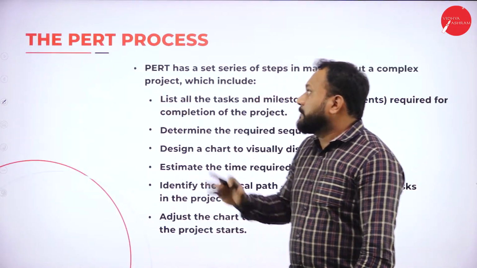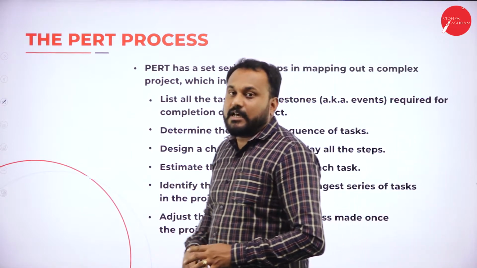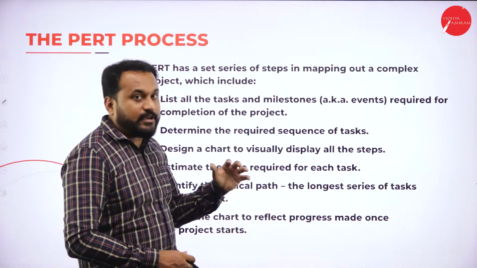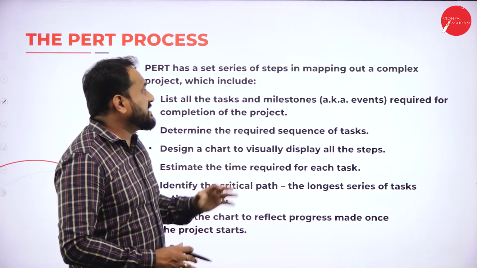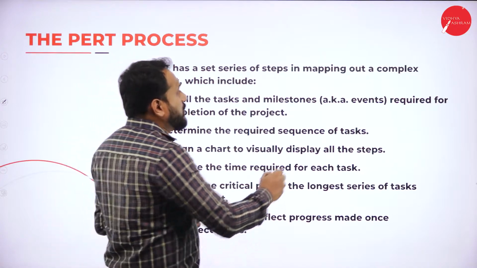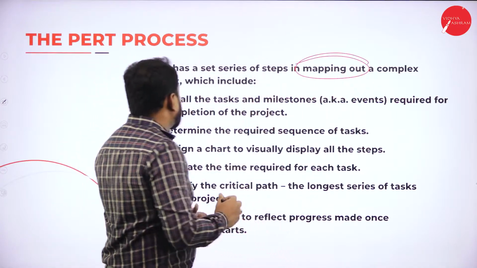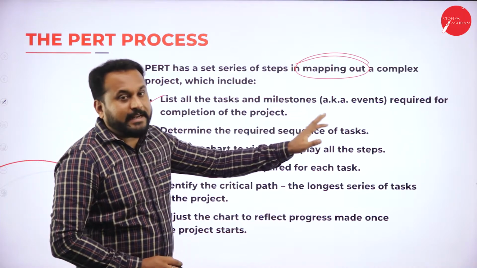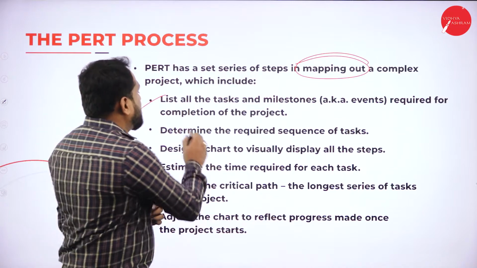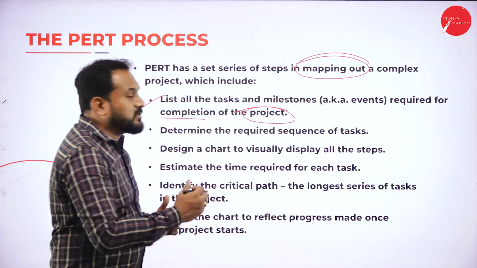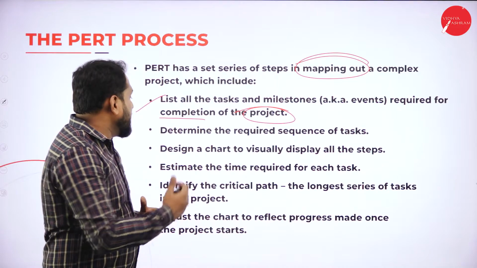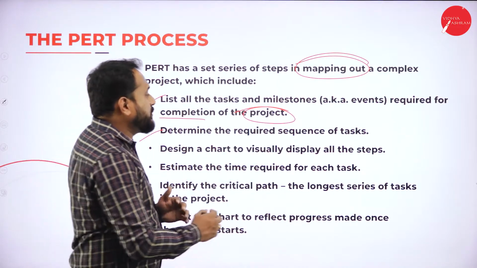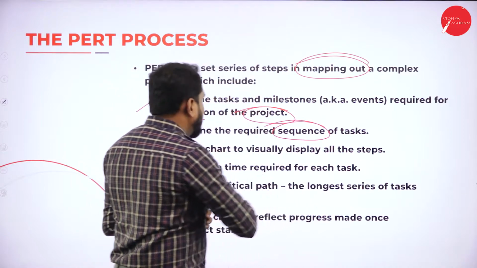Now let's know the PERT process, how the PERT process starts and what are the steps involved. If you understand, PERT has a set series of steps in mapping out a complex project. The first one is to list all the tasks and milestones required for completion of the project. So you are supposed to list each and everything. Second is determine the requirement sequence of tasks. Now what are the sequences? So you are supposed to go with sequences.